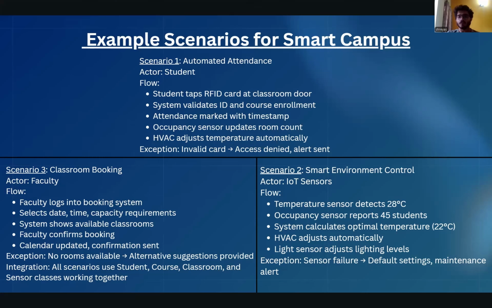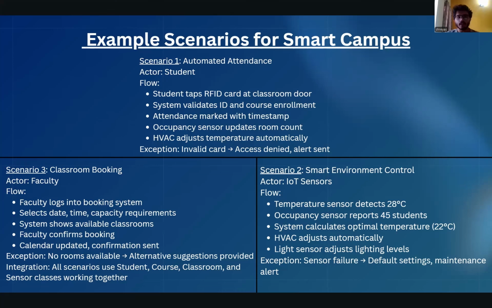Now coming to scenario three, which is classroom booking. A faculty member logs in, selects their preferred date, time, and capacity. The system queries the available rooms and displays the options with equipment details. Faculty confirms the booking and the system updates calendars and sends confirmation.